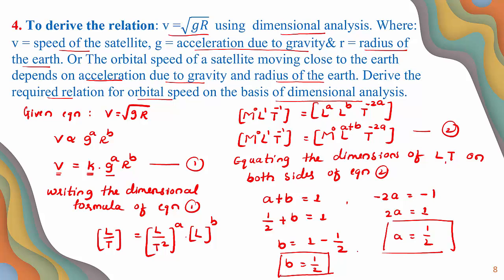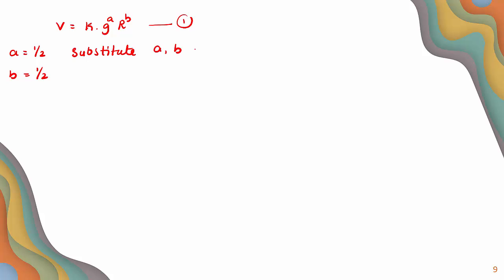These two values, where we have to substitute? We have to substitute in equation number 1. So here I am going to substitute. What is the equation 1? Equation 1 is V equal to K into G raised to A, R raised to B. This is equation 1. So we got A equal to 1 by 2 as well as B equal to 1 by 2. Substitute the value of A and B in equation 1.